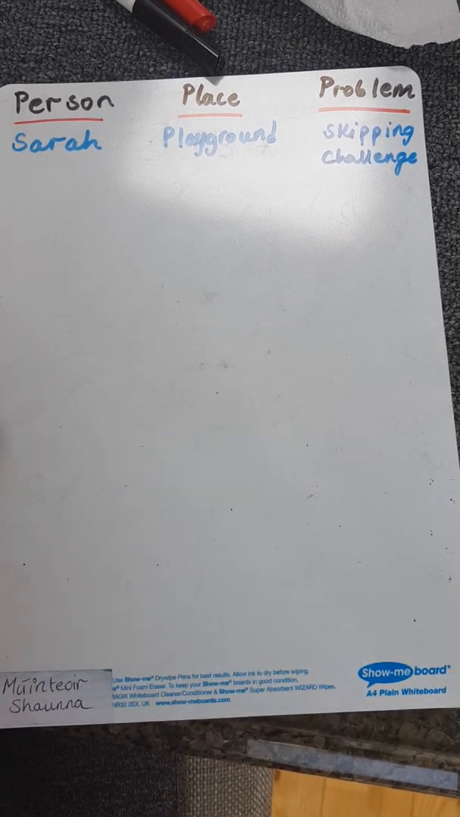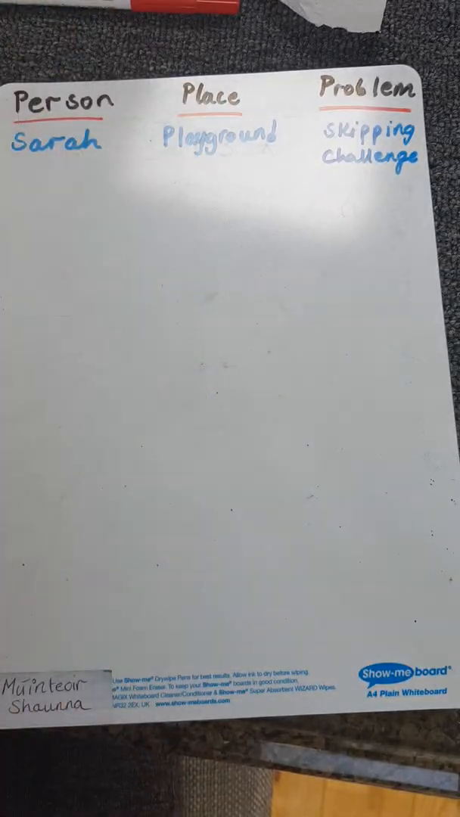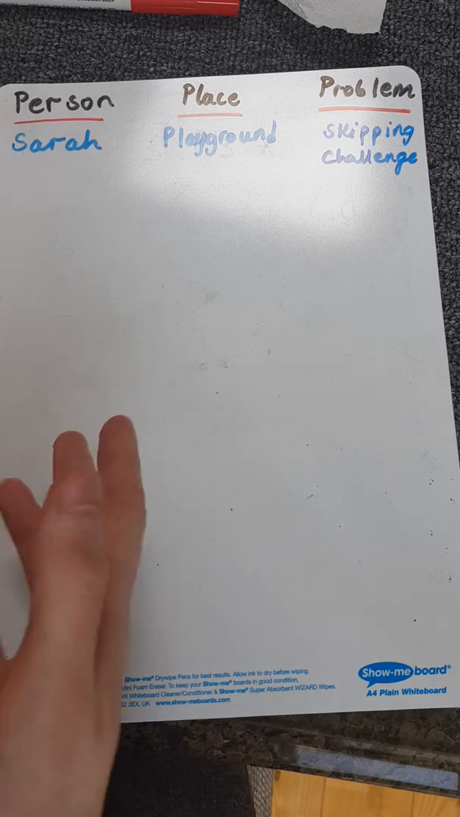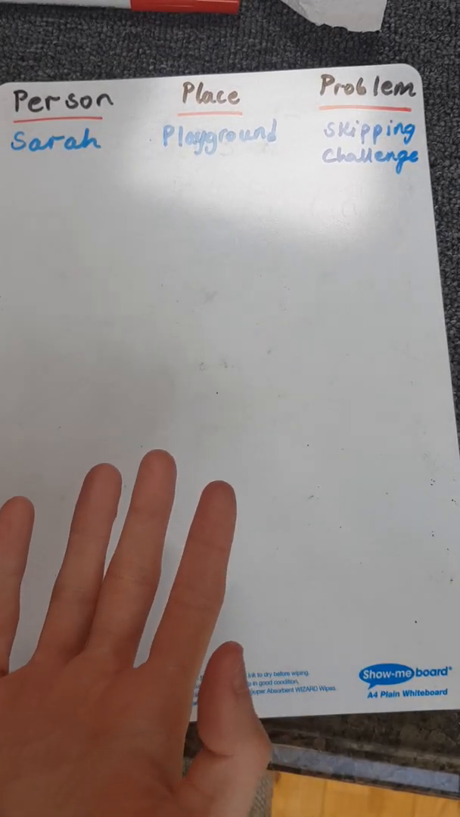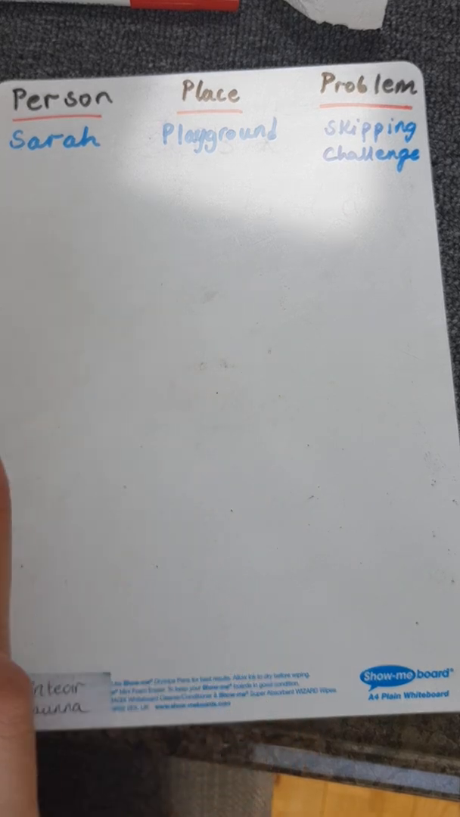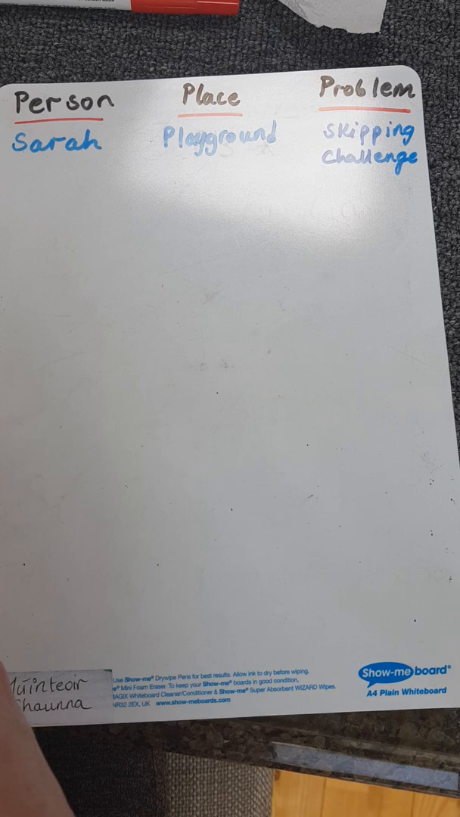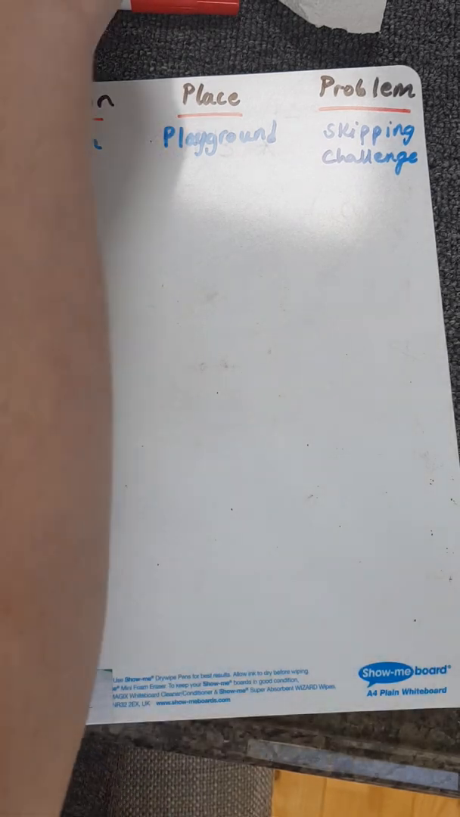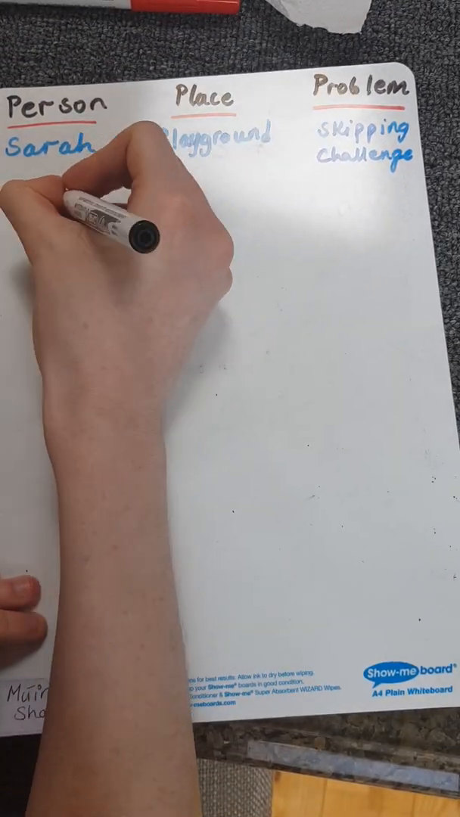Now, in order to start our story, to have an effective opening to the story, we can't just lunge in and start talking about Sarah in the playground. We need something to draw the reader in, okay, to make it interesting. Otherwise, people are going to think, oh, I'm not really interested in reading this story. We need something to draw them in. So the way we draw them in is by using a story hook.